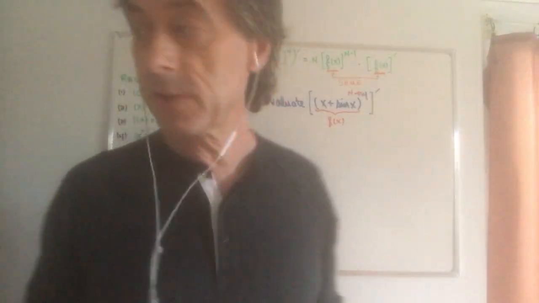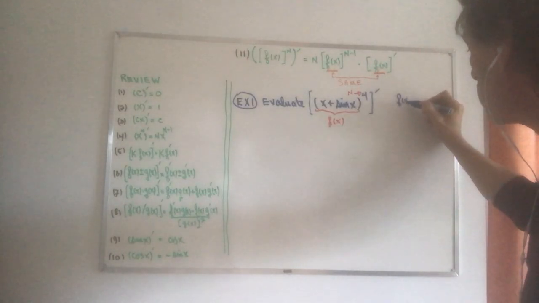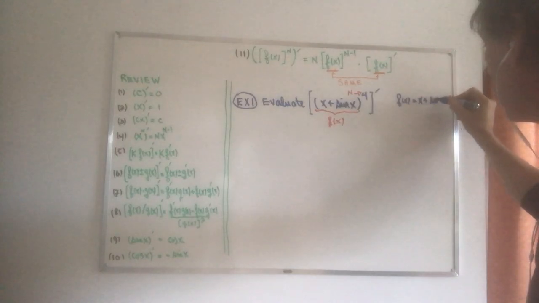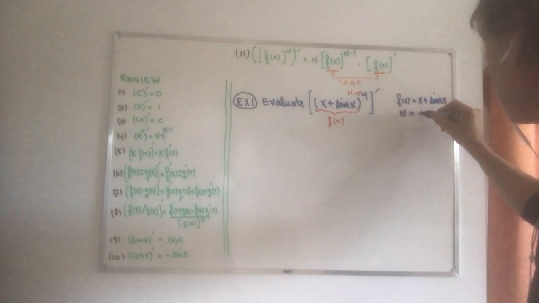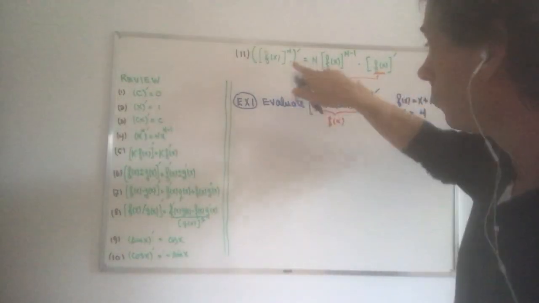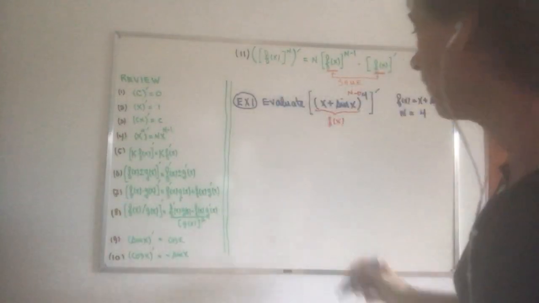So what's my f of x? It's x plus sine x. And what color am I in? Blue. So here, I'm just going to go aside and remind myself that f of x in here is x plus sine x, and I'm going to remind myself of the value of n, which is 4. This is all I need. Now I go into my function, my formula, sorry, and I put it in.